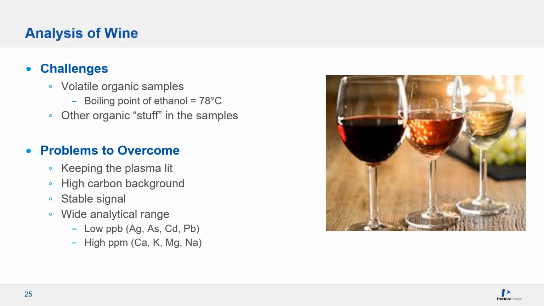We're going to have a wide analytical range. We're talking low ppb, less than 10 ppb for silver, arsenic, cadmium, and lead, up to high ppm, over 100 ppm for calcium, potassium, magnesium, and sodium. As a matter of fact, potassium is generally present in wines at around 1,000 ppm, so we have to measure that accurately.